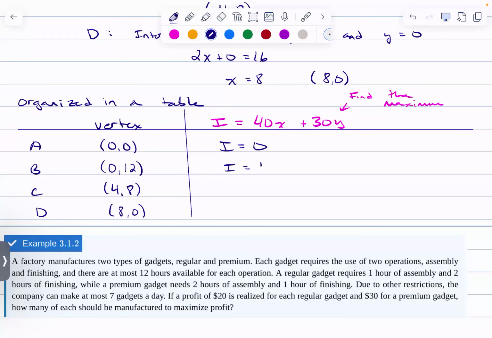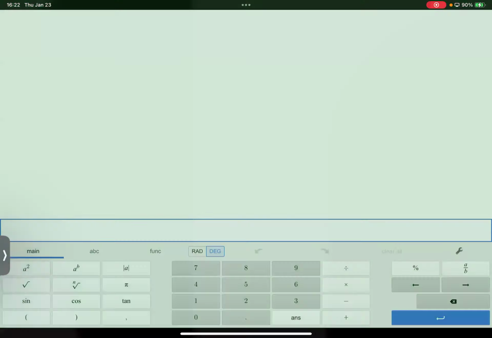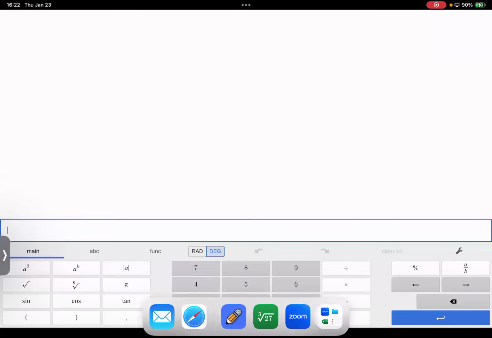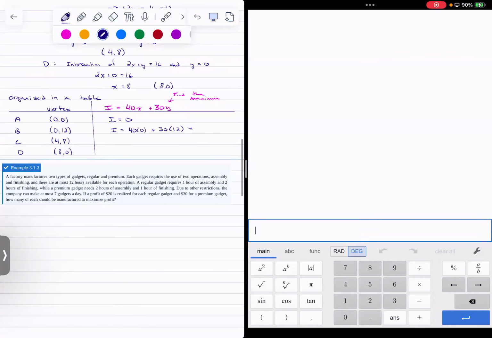If x is 0, let's show the work for this one, and y is 12, where's my trusty calculator? Oh my gosh, did I not bring it? I can't believe it. I feel naked without it. Okay. Use Desmos, the calculator. Oh, can I? Score. Okay.